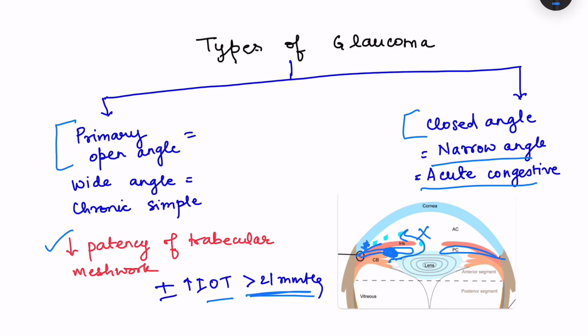This pushes the peripheral end of the iris towards the angle, and this mechanically blocks the anterior chamber. So that is why this is known as closed angle, because this angle becomes more acute like this. So the iris pushes on this angle and closes it. So that is why it is known as closed angle or narrow angle glaucoma.